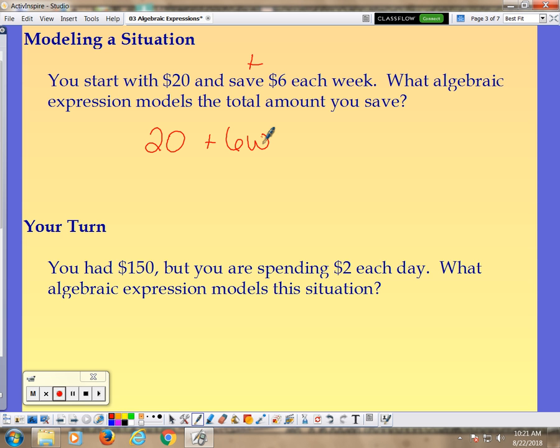All right, down here at the bottom, you have $150 in your account, but you're going to spend $2 each day. Spending, is that adding or subtracting? So we're going to subtract $2 each day. Do I know how many days I'm going to do this? Sure don't. So that's 2 times D. So 150 minus 2D.